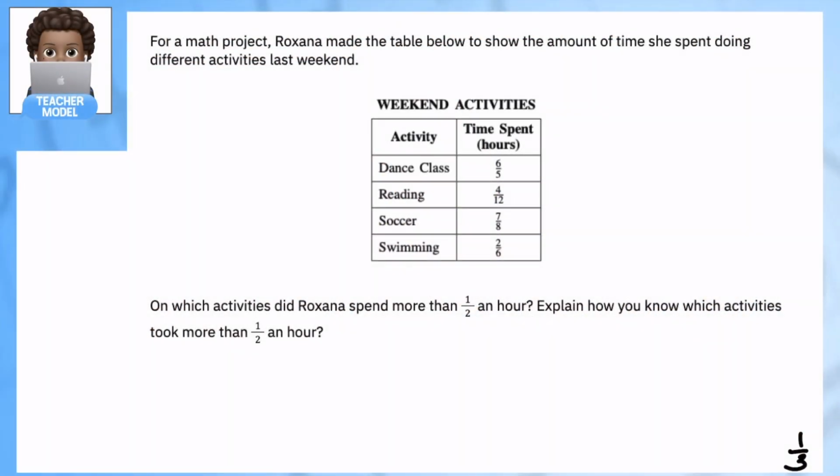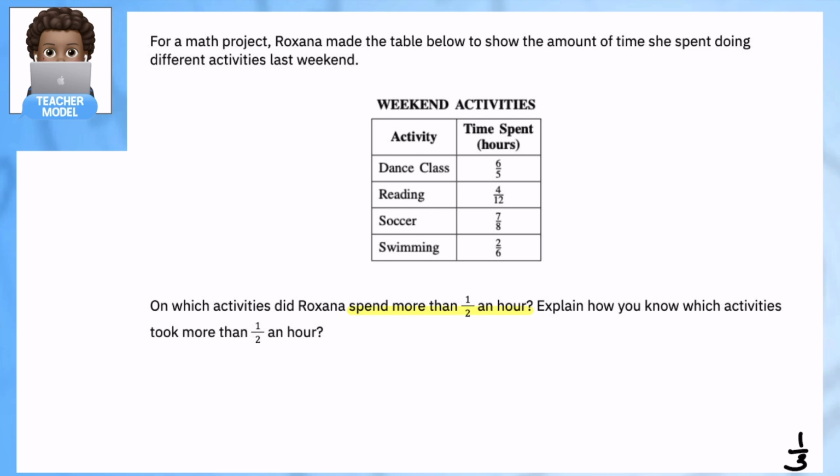Let's look at our first of 3 problems. For a math project, Roxana made a table below to show the amount of time she spent doing different activities last weekend. So she danced, she read, she played soccer, and she swam. On which activities did she spend more than half an hour? Explain how you know which took more than half an hour.